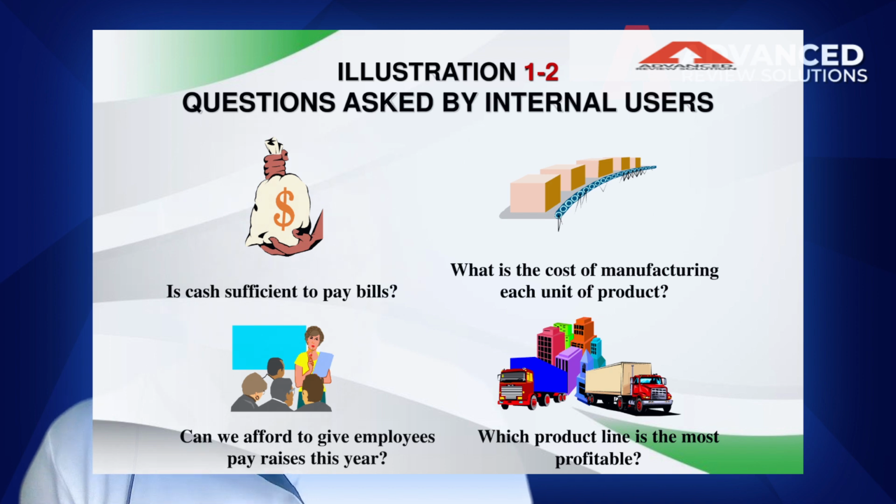That's our accountant. What is the cost of manufacturing each unit of the product? Same also, that would be our cost accountant or our operations. Can we afford to give employees a salary increase? That would be your human resource. And the last one, which product line is the most profitable of all? Okay? So, that's also your operations, your production, your planta. Para at least tanggalin natin yung hindi profitable.